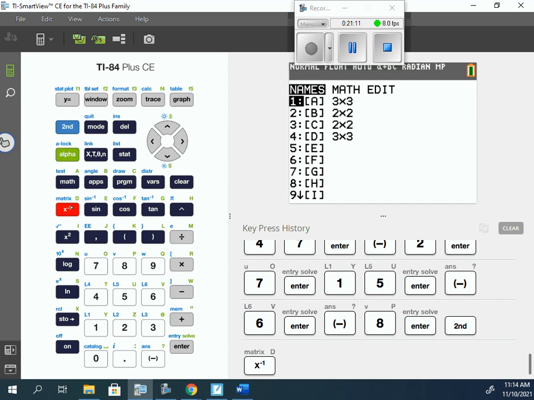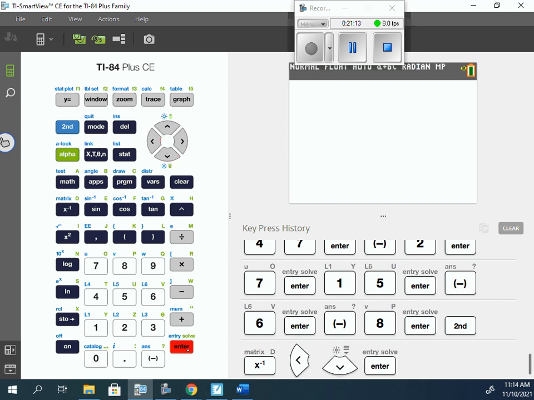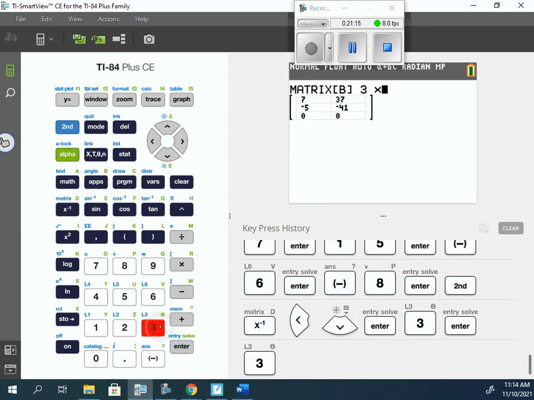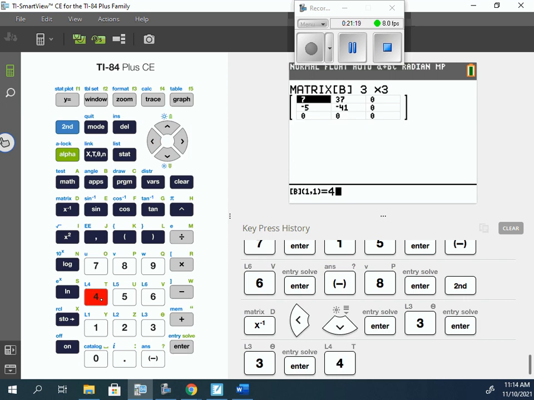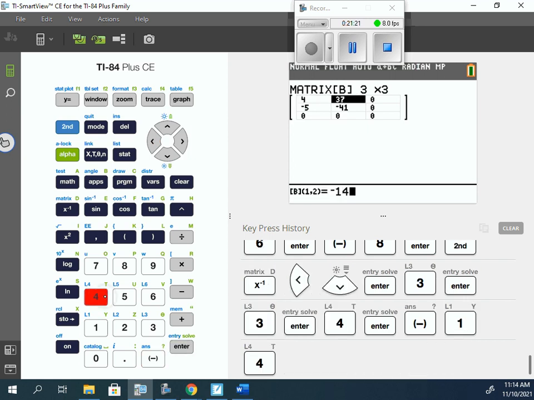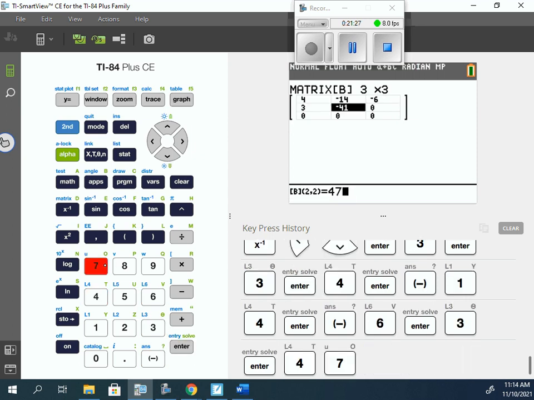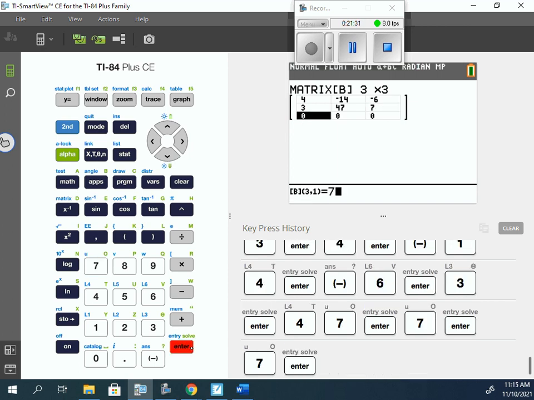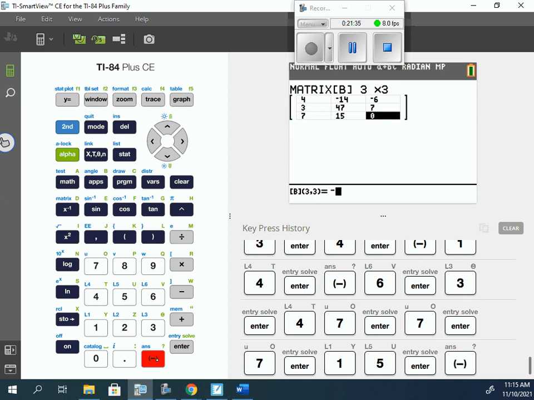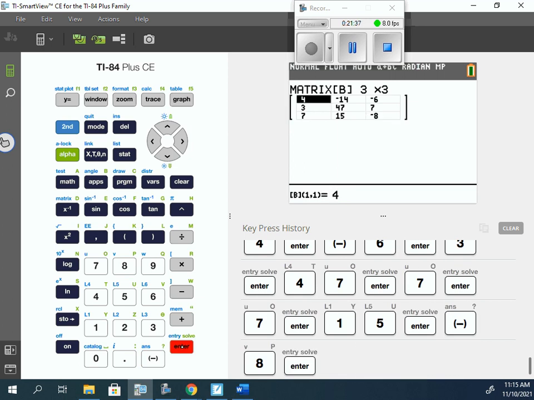Second matrix B, 3 by 3, 4, negative 40, negative 6, 3, 47, 7, 7, 15, negative 8 would give us the second one.